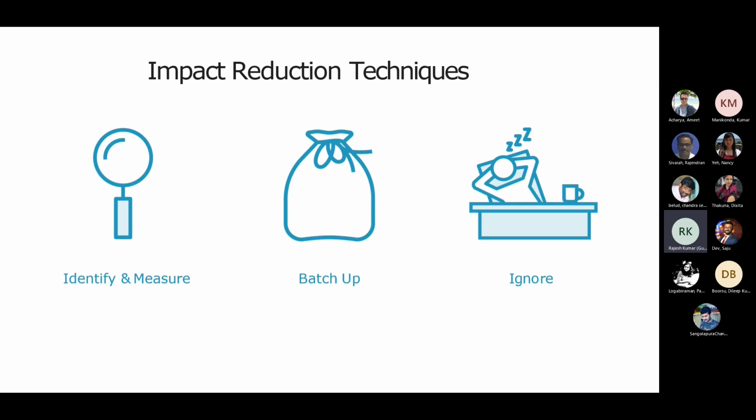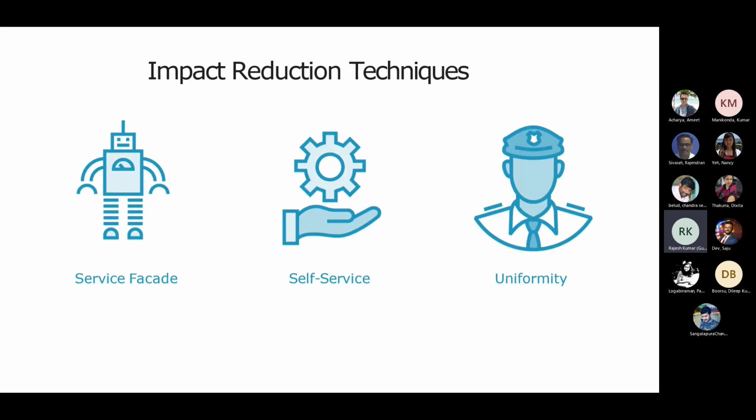After all this work, what about dealing with the remaining toil? Keep doing it, it's repeated work. Identify and measure, batch up, and ignore some of it. Ignoring is also good for some time. You should also look at some techniques like a service facade, self-service, uniformities and so on.